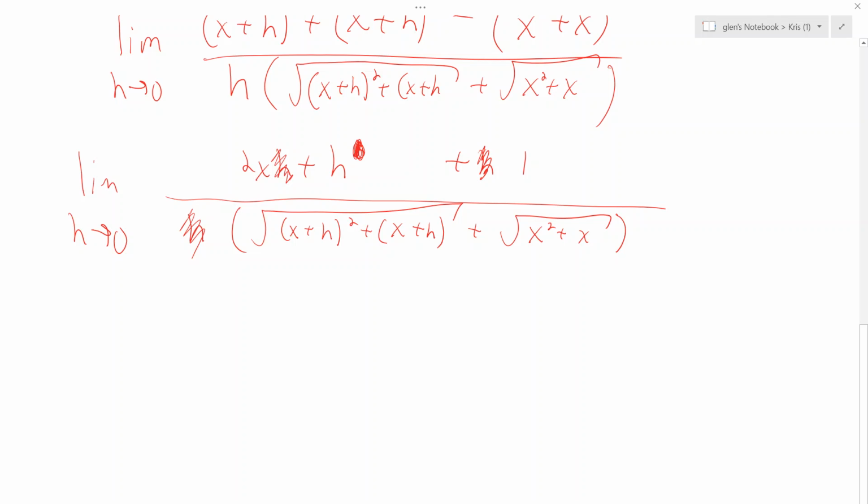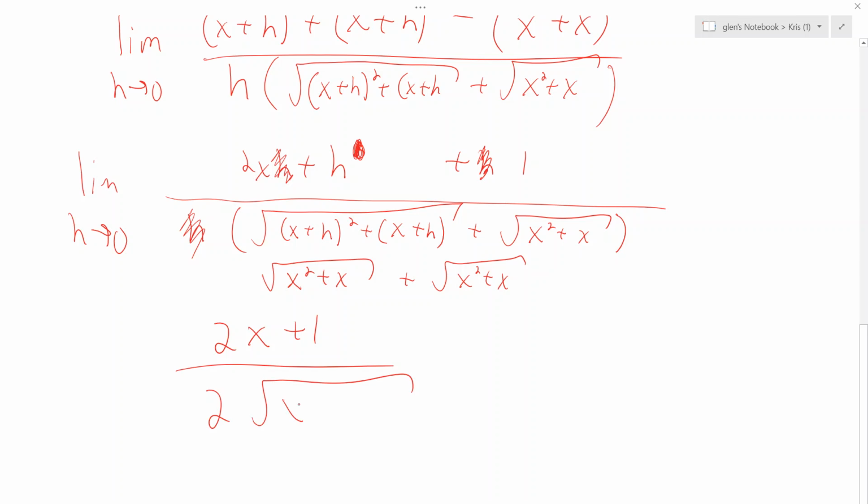So we are left with 2x plus h plus 1 up top. But h is becoming 0, and we can do that now because I canceled out my h. So it just becomes 2x plus 1 up top. And the denominator becomes, this is really x squared plus x now, because the h's became zeros. And we're adding to that the square root of x squared plus x. And since there's 2 of them, you write that as 2 times the square root of x squared plus x. Okay.